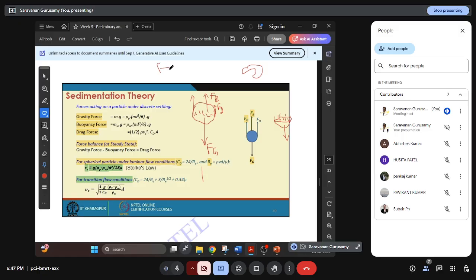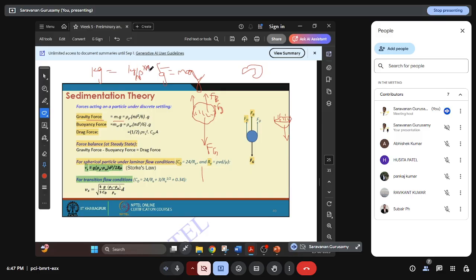F equals ma. That is the formula of force. So gravity force will be m times g, where g is the acceleration due to gravity. So m times g will be the gravity force. The mass of the particle: how to find mass? Kg will be kg per meter cube into meter cube.